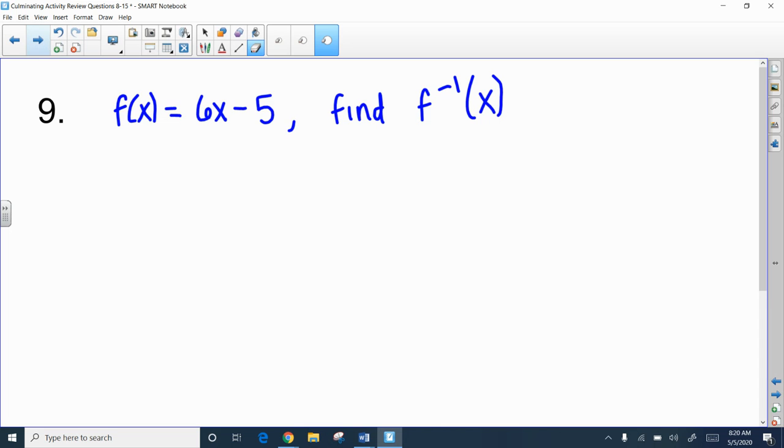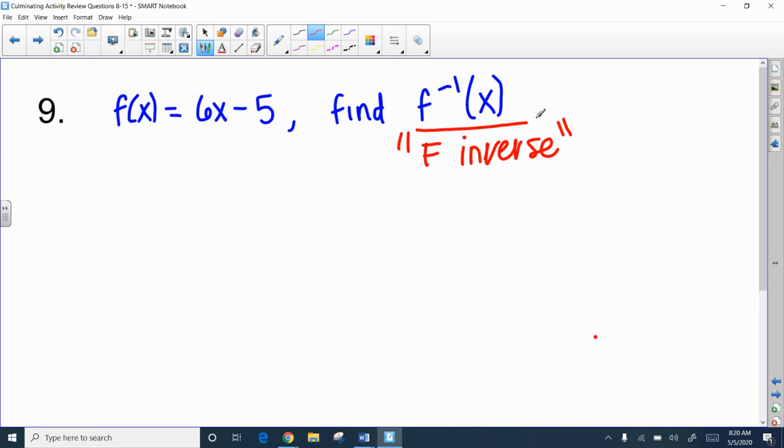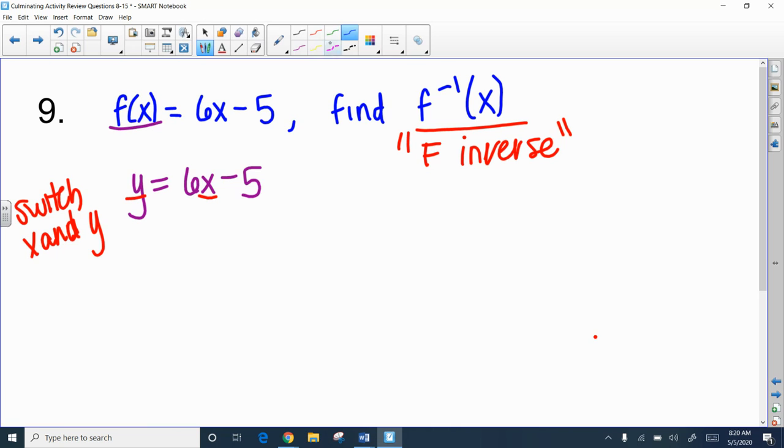All right, number 9. F of x equals 6x minus 5. Find f inverse. Hopefully we remember this notation. This means f inverse of x. So that's the way we say that. So we're trying to find the inverse function. So remember when we're finding an inverse function, the first thing we do, instead of writing f of x, we can write this as y equals 6x minus 5. Then the thing that makes it an inverse is that we have to switch x and y. So then I would have x equals 6y minus 5.